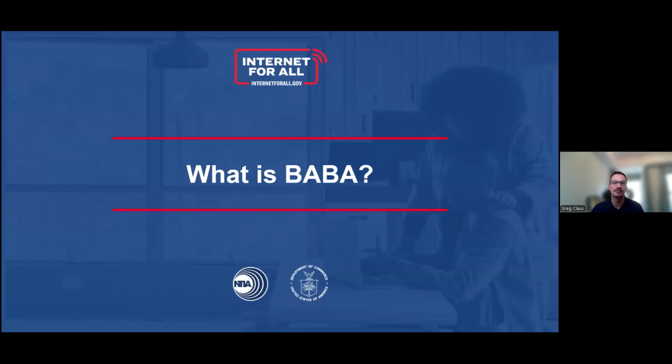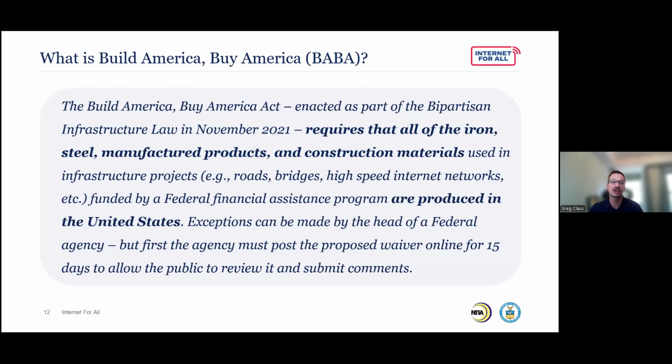It is the Build America, Buy America Act, and that was signed as part of the bipartisan infrastructure law, the same funding source that allowed for BEAD to be created. So again, signed in November 2021, it requires that all iron, steel, manufactured products and construction materials used in infrastructure projects, which includes high-speed internet networks, are produced in the United States. So anything that's using taxpayer dollars in the US, we want to make sure that it's built in the US.